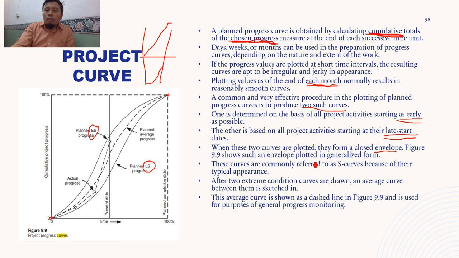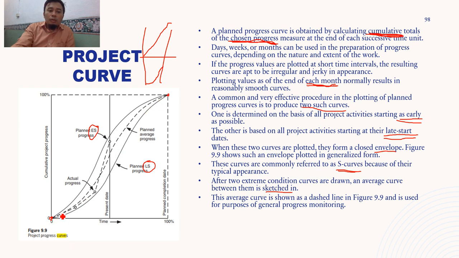So these curves are commonly referred to as S curves, as I said before, because of their typical appearance. After two extreme condition curves are drawn, an average curve between them is sketched in. So based on the duration, based on the early start and late start, you can have the average curve here, based on the figure. So these are the figure two.